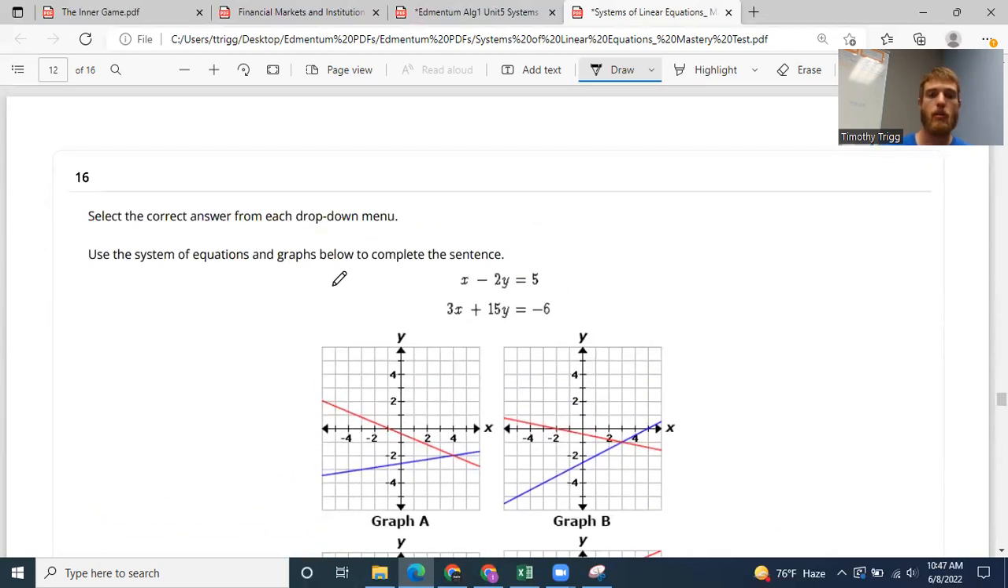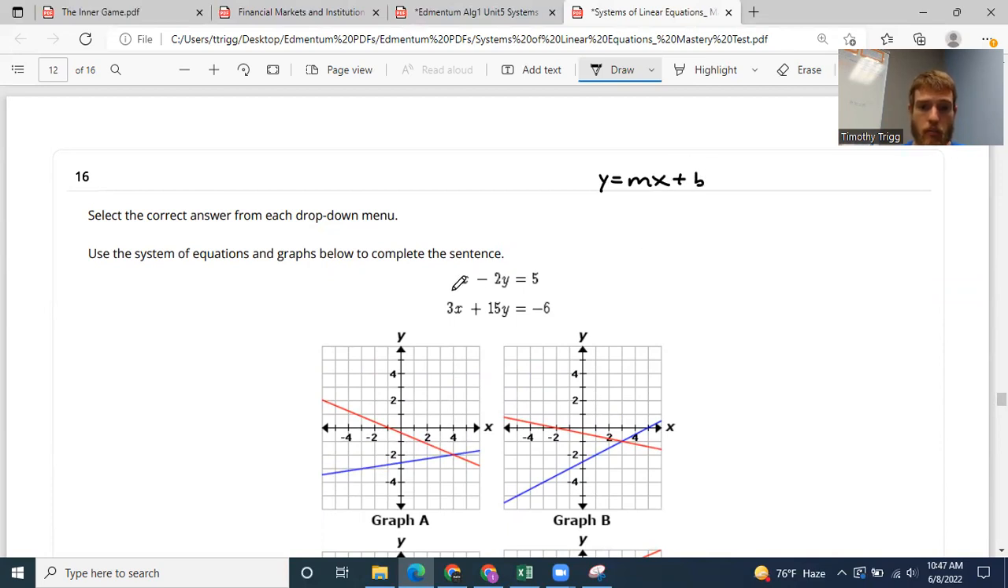Use a system of equations and graphs below to complete the sentence. Okay, x minus 2y equals 5. 3x plus 15y equals negative 6. So I'm going to go ahead and look at this first equation here. I'm going to solve for y in order to get this in the y equals mx plus b slope-intercept form.